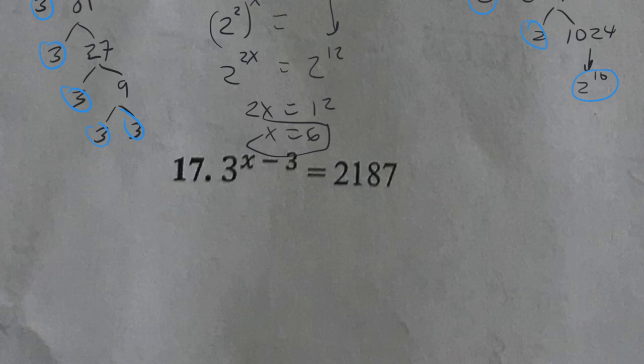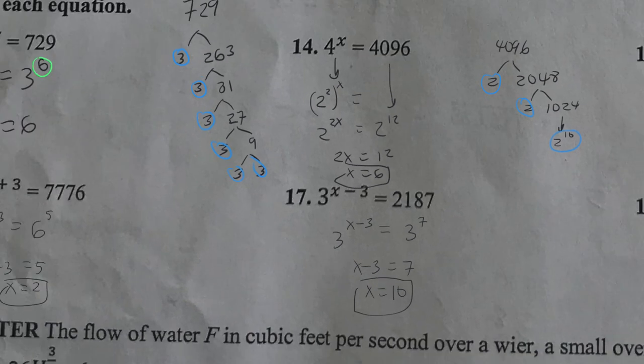Probably the case that 2187 has a base of 3. I'm going to use this calculator shortcut. I'm going to say, let's see, 3 to the 5th. What is that? That's 243. What about 3 to the 6th? What's that? That's 729. What about 3 to the 7th? 3 to the 7th is 2,187. So therefore, we could sort of replace that question mark with a 7, and therefore x minus 3 equals 7. Adding 3 to both sides gives us x equals 10, and we're done with that one.